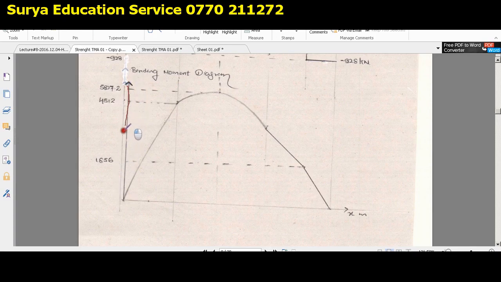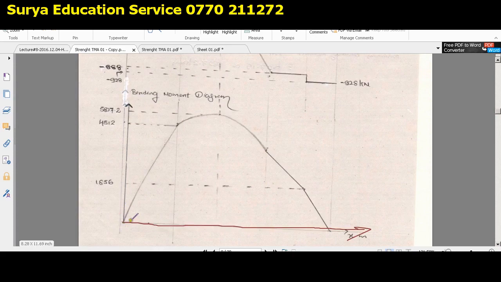This axis represents the bending moment, and this is the distance. This is actually the x-axis. Okay, so now when x equals 0 the bending moment is 0, no problem. When x equals 6 the bending moment is 4512, right? Now I think that is clear.